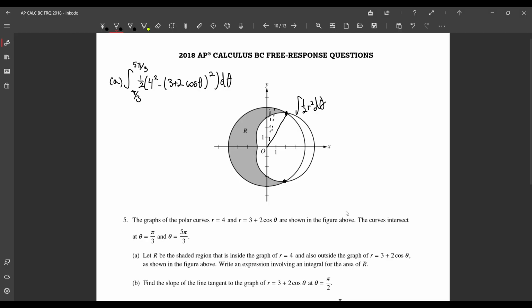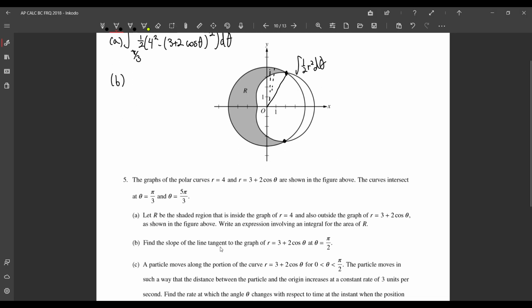Now, of course, with this first part, if I wanted to, I could, I mean, this should be good enough. I think what you can do is, since this is a circle centered at the origin, we know that part of this area is just going to be like a circle sector area that we can find easily. And of course, that corresponds to just integrating a constant times d theta. But it just says write an expression, so this should be good enough.